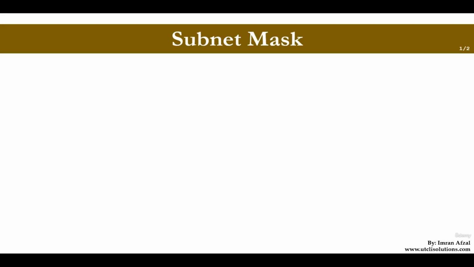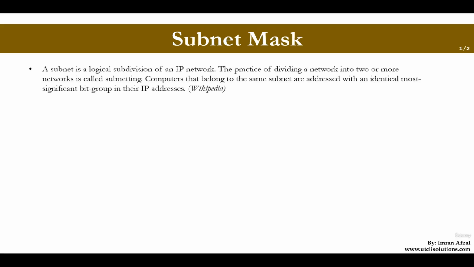Hello everyone. In this video we are going to talk about the subnet mask. Subnet mask is one of those three pieces that you need for TCP/IP communication among computers. One is the IP address, second is the gateway, and third is the subnet mask. A subnet is a logical subdivision of an IP network. The practice of dividing a network into two or more networks is called subnetting.